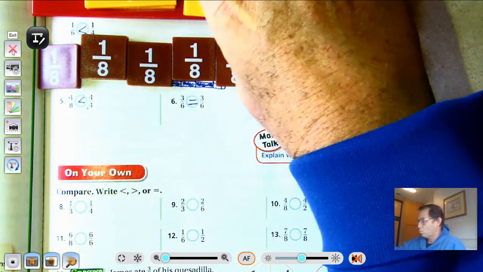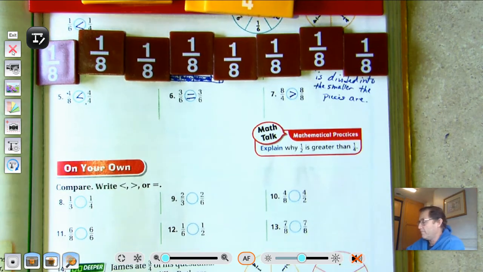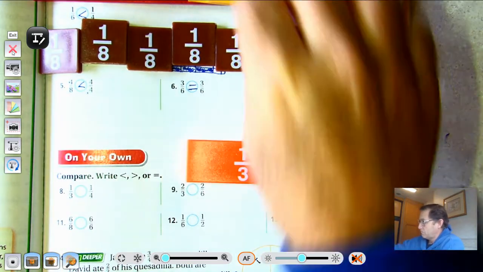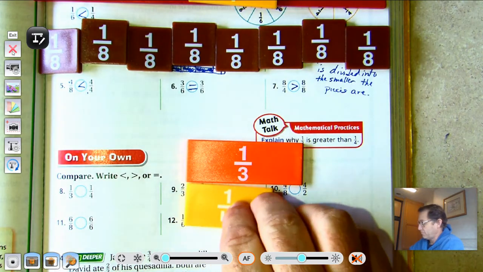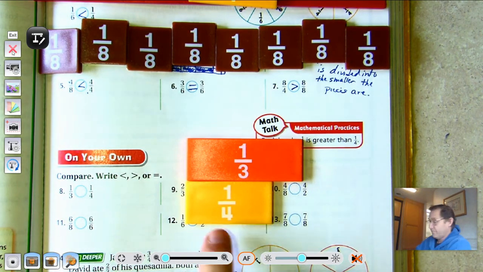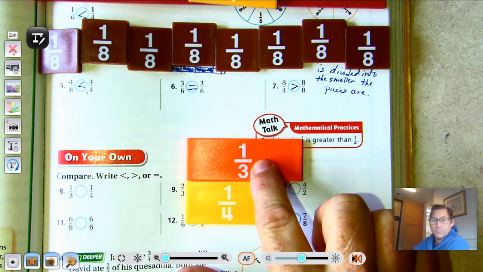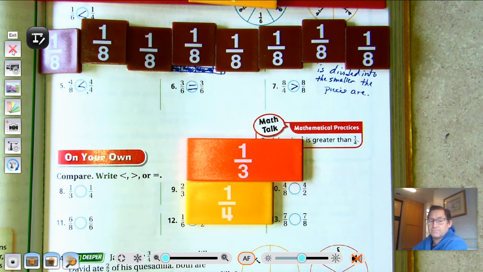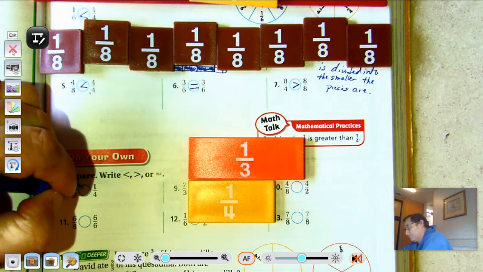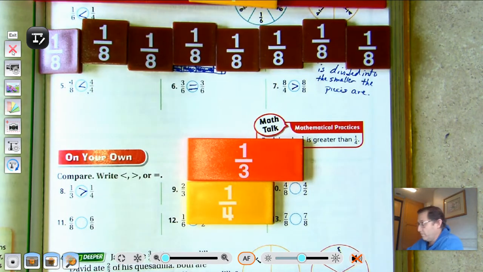Okay, 1/3 compared to 1/4. That's a 1/3 size piece, and that's a 4th size piece. 4 equal parts, 3 equal parts. The smaller the denominator, the larger the piece. So 1/3 is greater than 1/4.